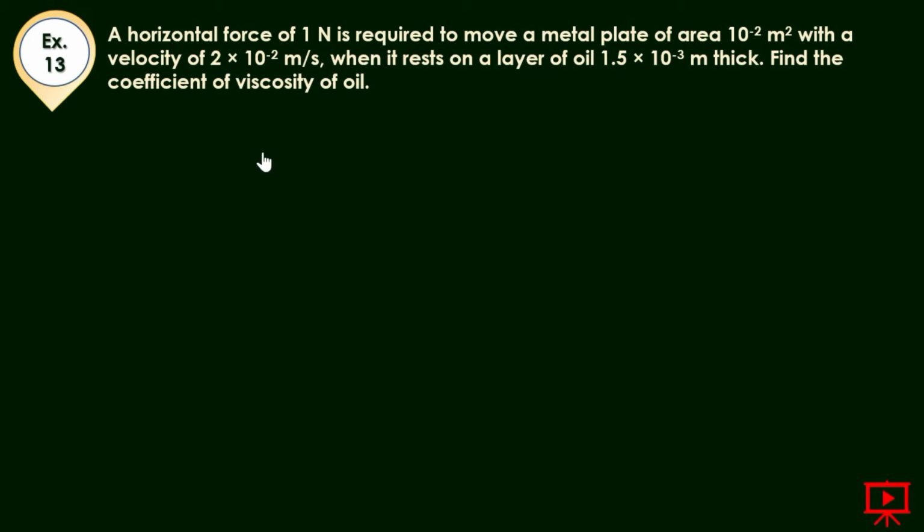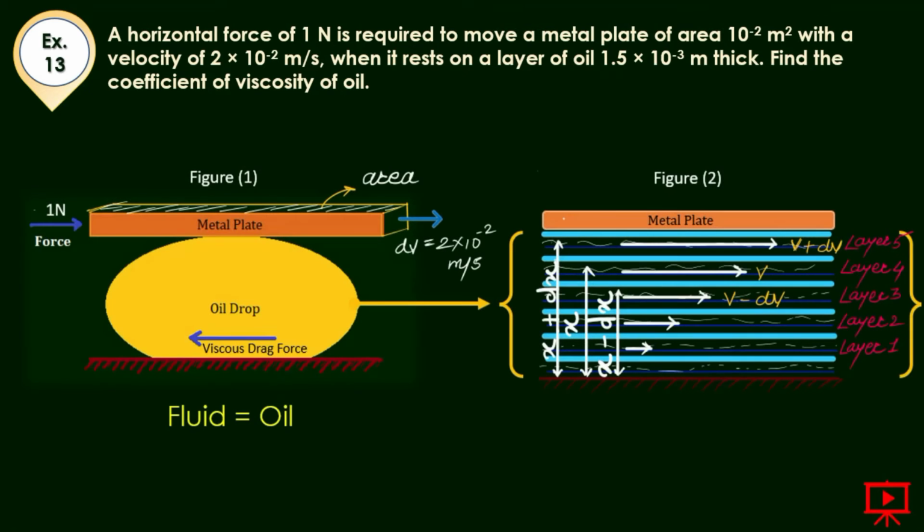Example 13. A horizontal force of 1 Newton is required to move a metal plate of area 10 raised to minus 2 meter square with a velocity of 2 into 10 raised to minus 2 meter per second, when it rests on a layer of oil 1.5 into 10 raised to minus 3 meter thick. Find the coefficient of viscosity of oil. So let's understand the given problem using the following diagram.